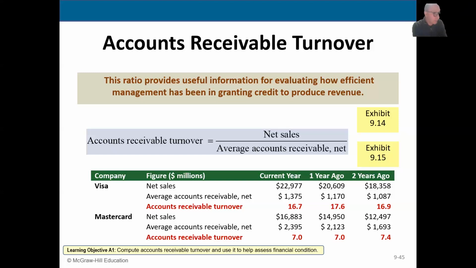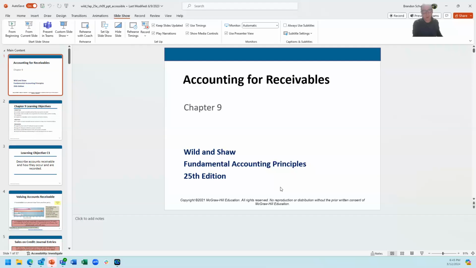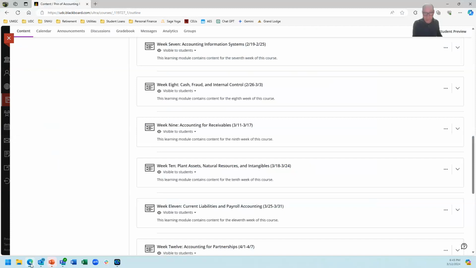As I had mentioned before, the way that we calculate the average for things in accounting is we take the beginning balance plus the ending balance and we divide by 2. That's how you find the average. So, that's accounts receivable turnover. And that, my friends, is the end of our discussion on receivables. And hopefully you've enjoyed that lecture on receivables.